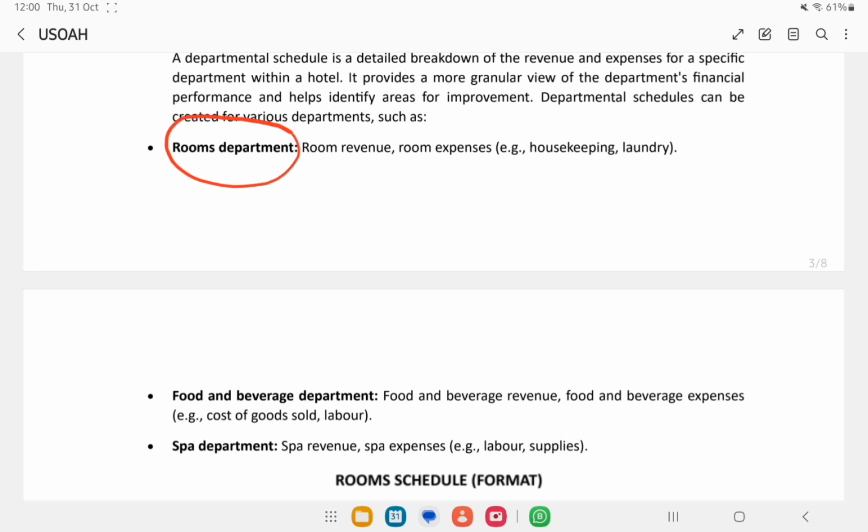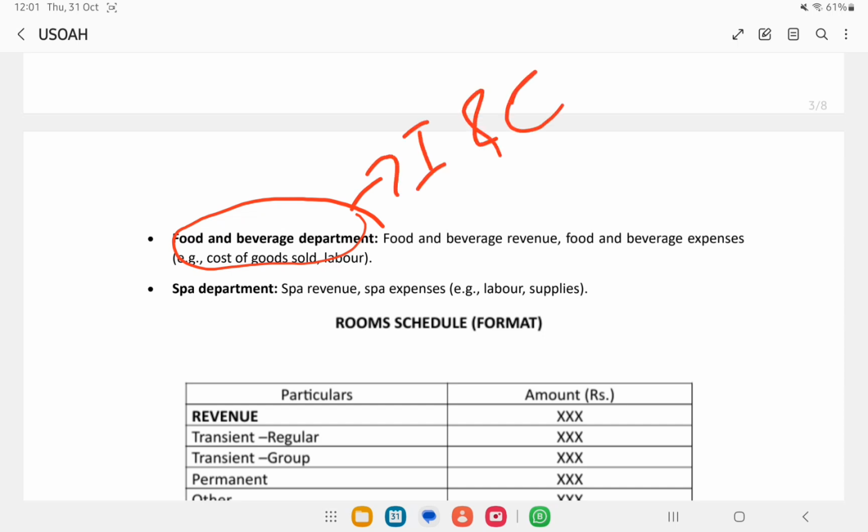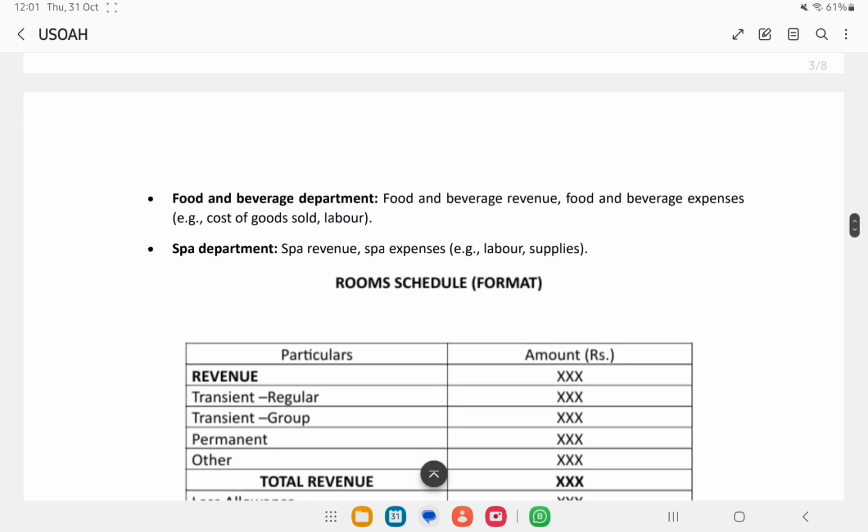Here, the rooms department has its own income and its own expenses, isn't it? So the rooms department will have an individual schedule. Similarly, we have the food and beverage department, the very common one. As you all know very well, it will have its own income and its own expenses. So it is an operating department, and since it is an operating department, it will have its own schedule. The spa department is not very common for every hotel, but if there is a spa department inside the hotel, it will have its own income and its own expenses. So it is also an operating department.